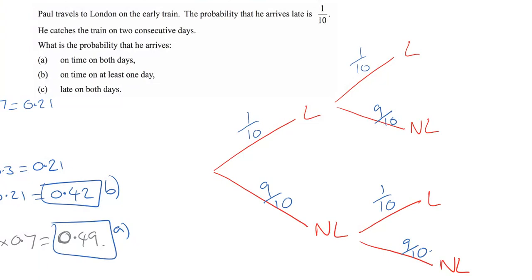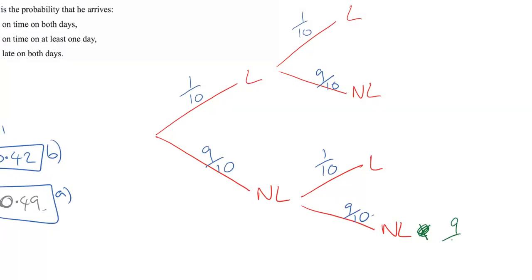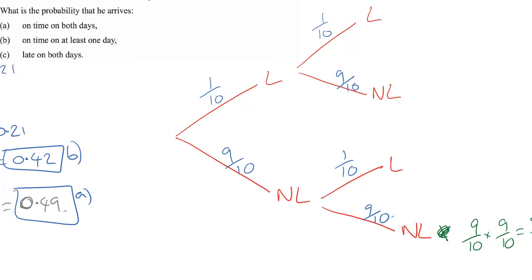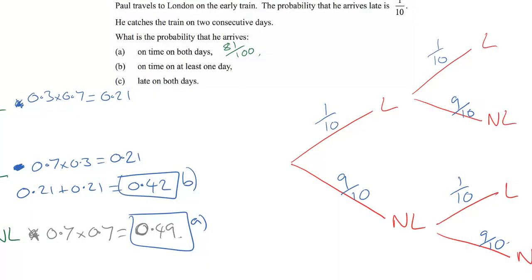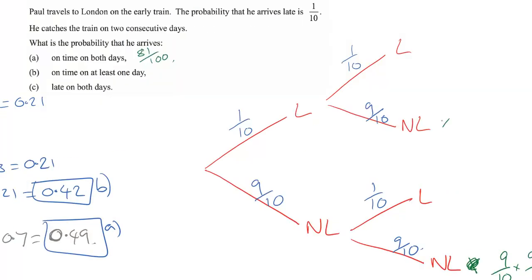So what's the probability that he arrives on time both days? Well, that means not being late at all, which is going to be this lower branch. So we're going to need to do 9 over 10 multiplied by 9 over 10. Well, that's going to be 81 over 100. On time at least 1 day. Okay, well, that's again going to be a combination of these two branches here. Let's try and work those out.